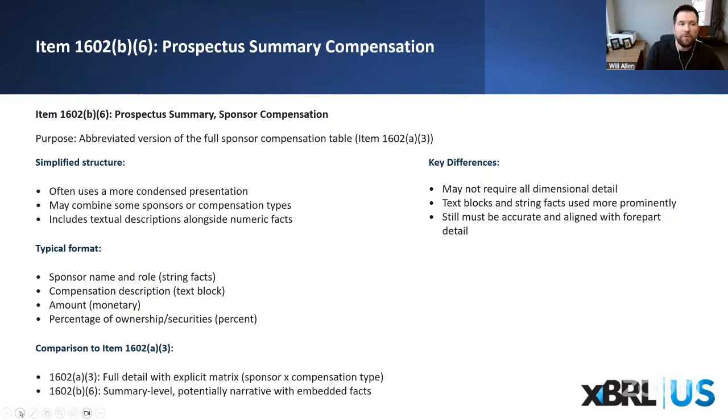So we're still on 1602, still in the very first portion of the regulation SK.